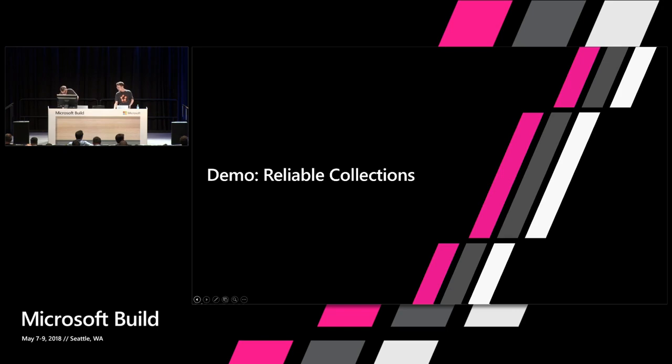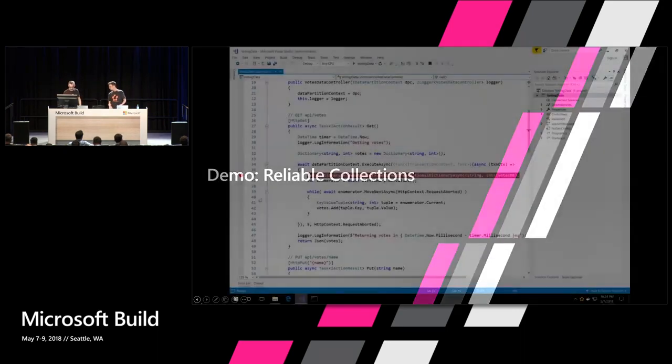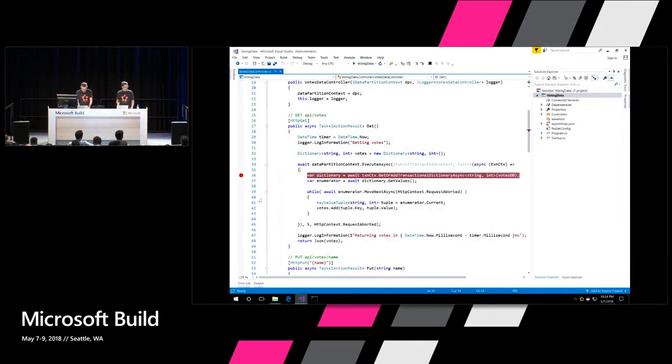Okay. So what I have here is I just took that back-end service, just the data service from our voting application that we were looking at, and I isolated it into its own solution. What you see on the screen here is the reliable collections code being used in that ASP.NET Core controller. So this is just a web API controller. And we've done a few things.